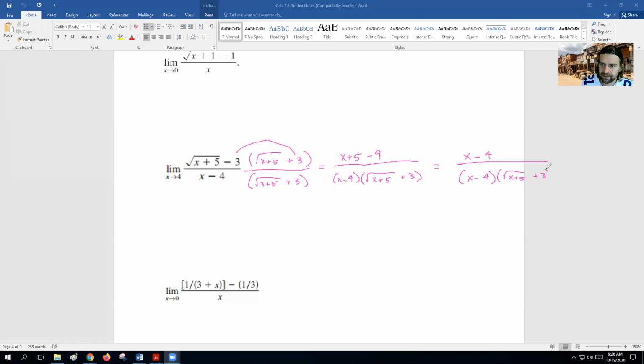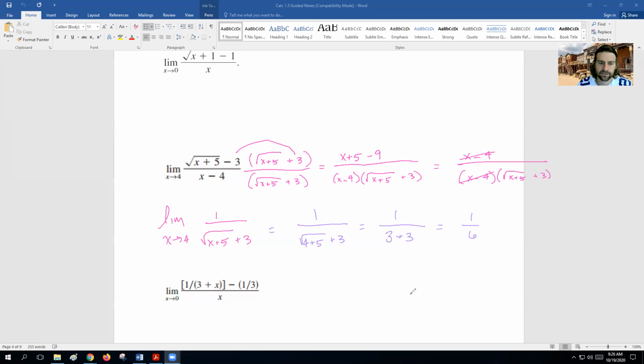Now this doesn't always happen, but we're starting off easy here. Cancel, cancel, and so really we're going to do the limit as x approaches 4 of 1 over radical x plus 5 plus 3. So that's something we can use direct substitution for. We'll plug in 4. So what's 1 over the square root of 4 plus 5 plus 3? So that is the square root of 9, which is 3, plus 3. 3 plus 3 is 6. So 1 over 6. Okay, so not too bad.